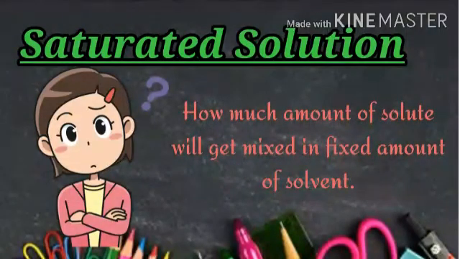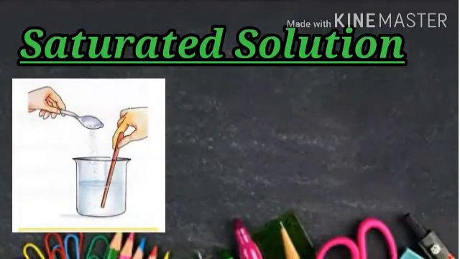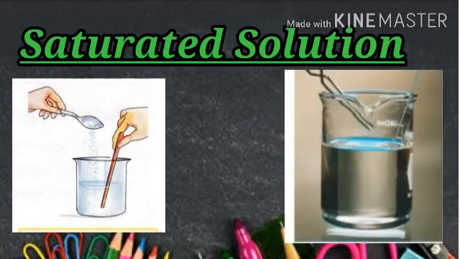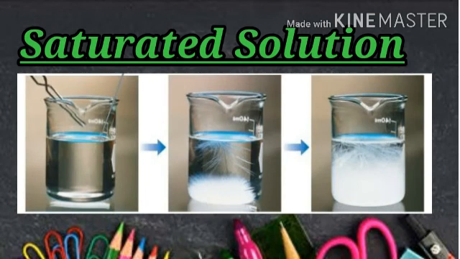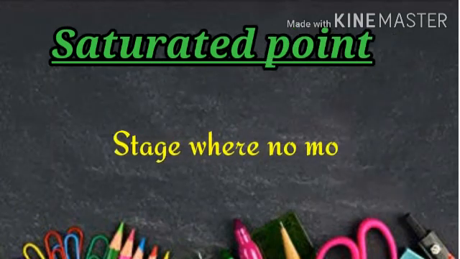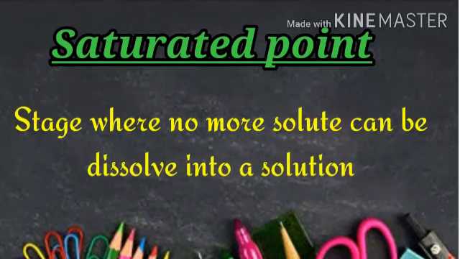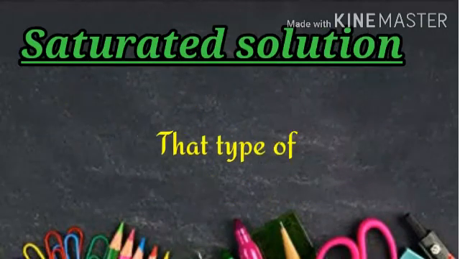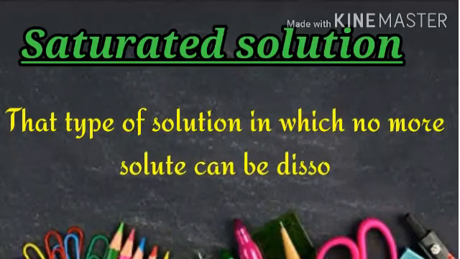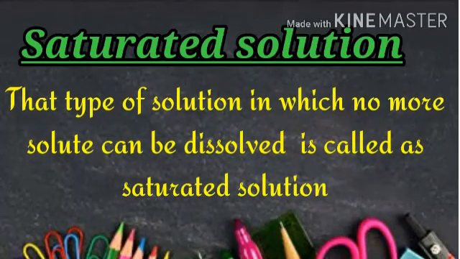Let's say you have 1 glass of water and you have added 2 tablespoons of sugar and stirred it. What will happen? It will completely dissolve in water. Now if you keep adding sugar, after some time you will observe that the sugar stops dissolving and settles down at the bottom of the glass. So that stage at which no more solute can be dissolved into a solution is called saturation point, and that type of solution, when no more solute can be dissolved in the solvent, is called saturated solution.